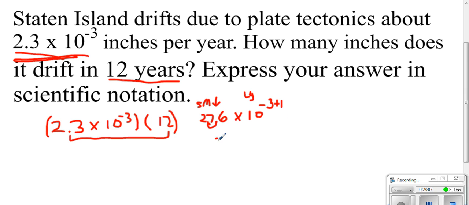All right. So now it becomes 2.76 times 10 to the negative 3 plus 1, which is negative 2. Express your answer in scientific notation. That is your answer.